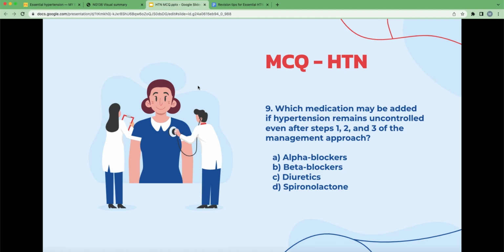add a calcium channel blocker or a thiazide-like diuretic. Which medication may be added if hypertension remains uncontrolled after step 1, 2, and 3 of the management approach? A, an alpha blocker. B, a beta blocker. C, a diuretic. D, spironolactone. So you're basically going to step 4.